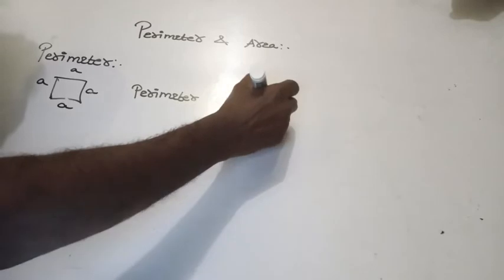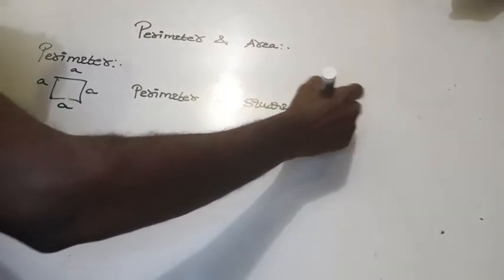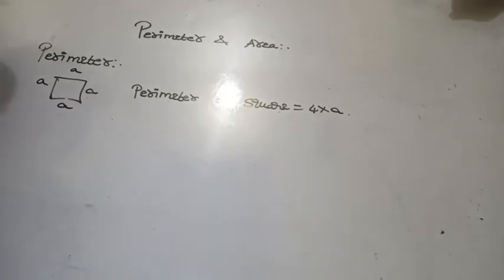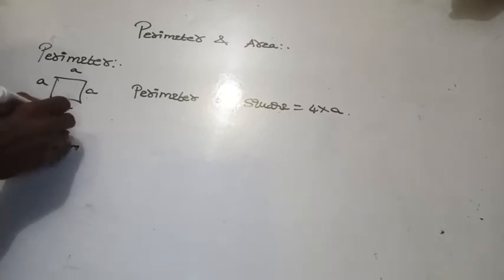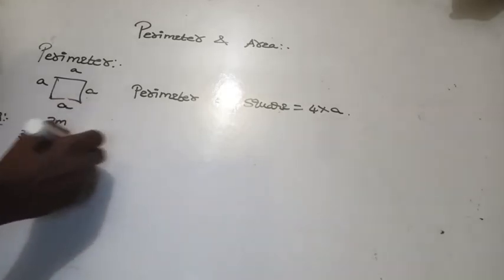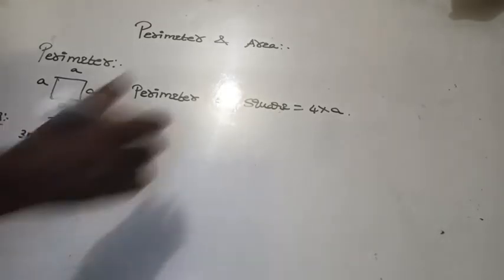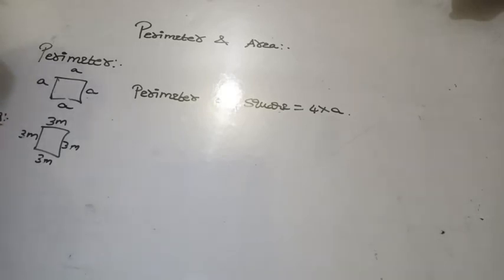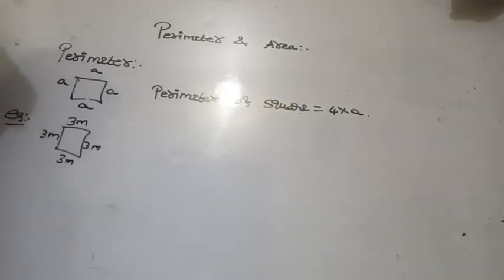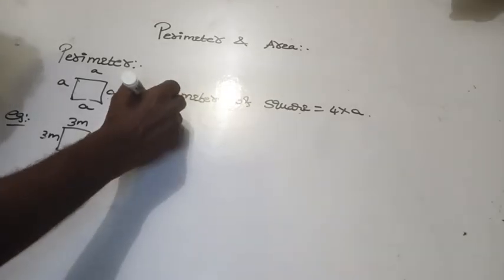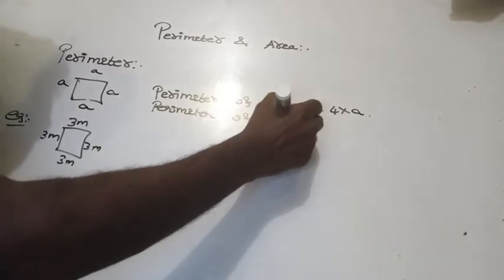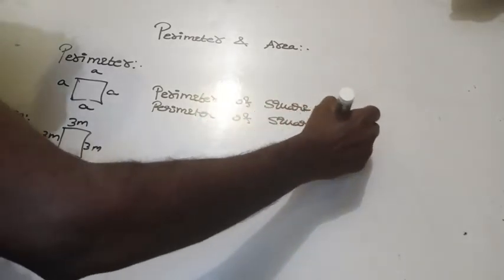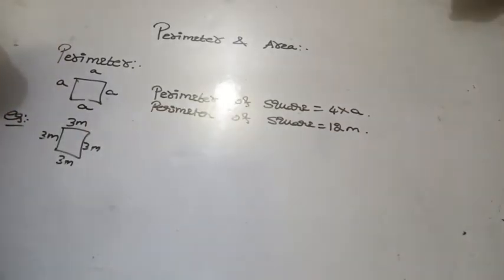Perimeter of square is what? 4 into A, 4 into side. Here the side we took as A, therefore 4 into A. For example, the side of a square is 3 meter. Then what will be the perimeter? 3 plus 3 plus 3 plus 3 is 12. So you can write perimeter of square is 4 into 3, which is equal to 12 meter. Am I right here? Yes.